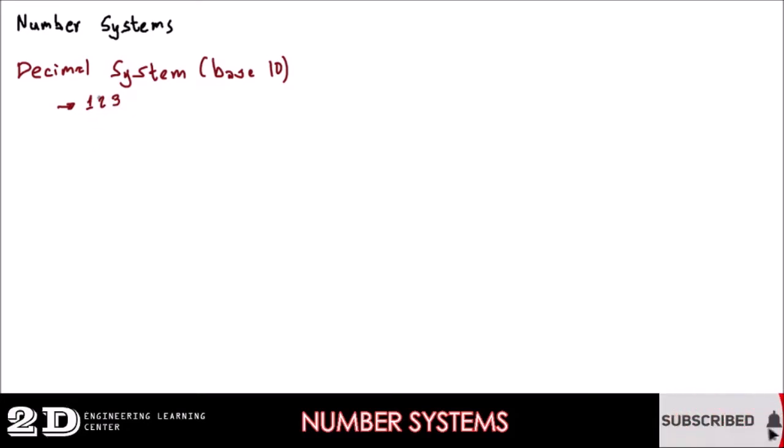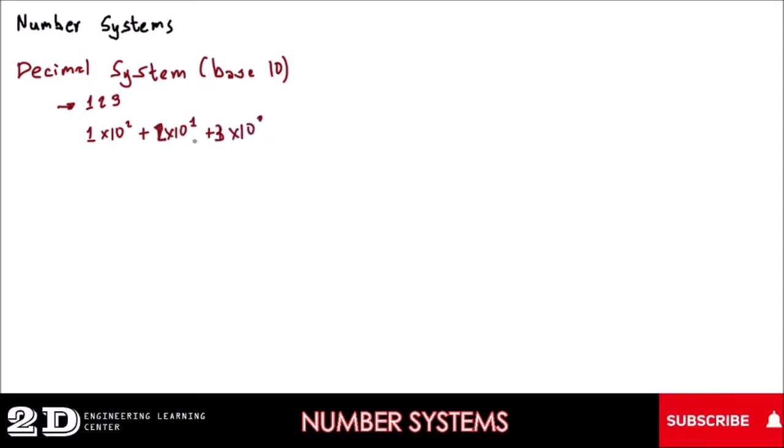If we are going to write this in its composite form, or decompose this into its places, we have 1 times 10 to the power of 2, plus 2 times 10 to the power of 1, and 3 times 10 to the power of 0. Sorry, I said 1 earlier, this is 2. If we calculate this, 10 to the power of 2 is 100, so we have 100, plus 10 to the power of 1 is 10, times 2 we have 20. 10 to the power of 0 is 1, so we have 3. If we add these, this is 123.